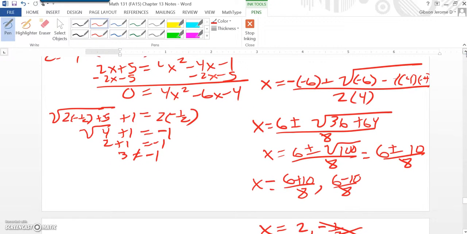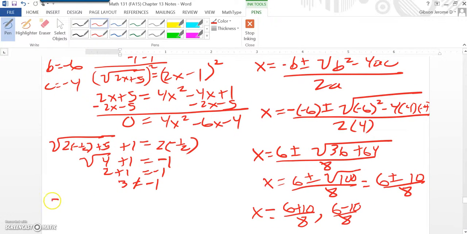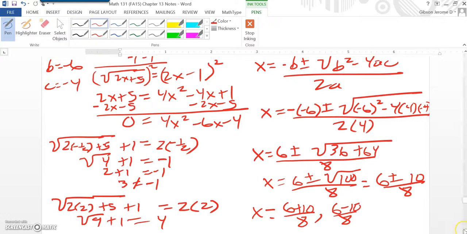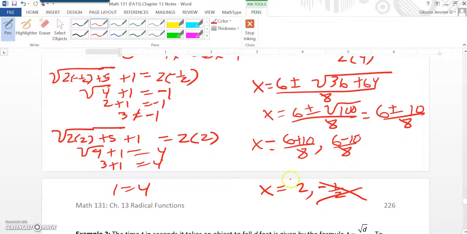So now we want to go through and try 2 this time. So we would take the square root of 2 times 2 plus 5, and plus 1 is equal to 2 times 2. So we know that this will end up giving us the square root of 9 plus 1 is equal to 4. Now the square root of 9 we know is 3. 3 plus 1 equals 4. And we know 4 is equal to 4. So our solution here would just be x equals 2. We will not use the 1/2. And that is the final answer.